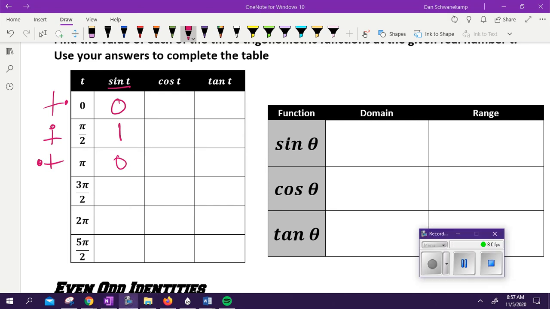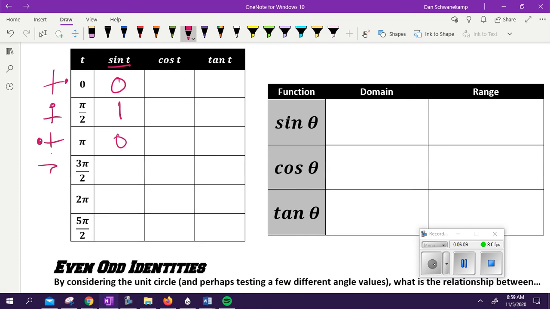Go. Here's, we're doing a lot here. Show me with your fingers. What did you get for sine at 3 pi over 2? That's down here. So we got a -1. What about 2 pi? Show me your fingers. What did you get for 2 pi? We're to 0 because we're back here to the start. What about 5 pi over 2? 5 pi over 2 is 1 because we're back there at the top.